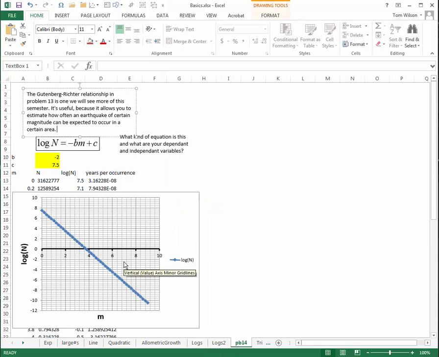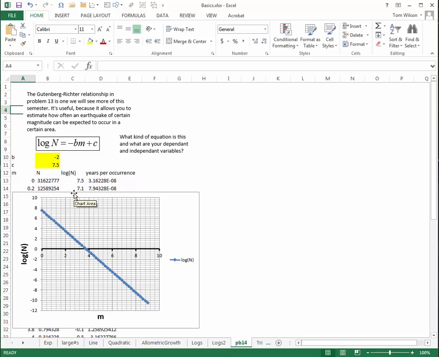If we take a look at problem 14, this is something we will talk a good bit about. This is the Gutenberg-Richter relationship. It's also referred to as a frequency-magnitude relationship. It's a very often used relationship in earthquake seismology. It's a pretty simple one, obviously. A straight line, a linear relationship between the log of the number of earthquakes of magnitude, in this case magnitude 0 and higher, is almost up to 8. So 10 to the 8th.